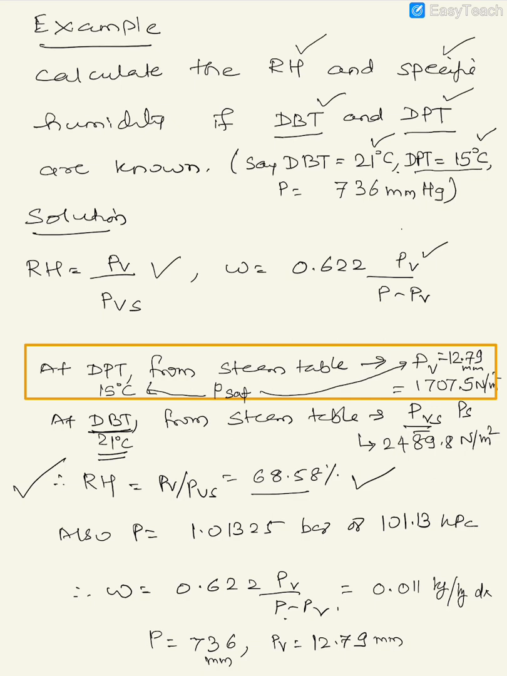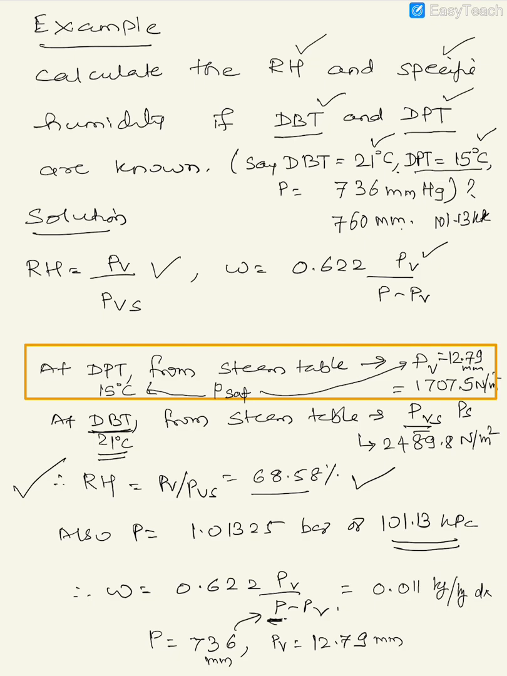So total pressure is given. Suppose the total pressure is 101.13 kilopascal, which corresponds to 760 mm of Hg. So this 760 mm of Hg is 101.13 kilopascal. So 736 how much? That way you can calculate the total pressure. Or you can substitute it in mm of Hg also. For example, 736 you can put it over here.